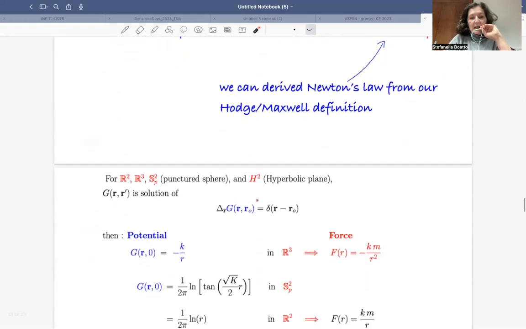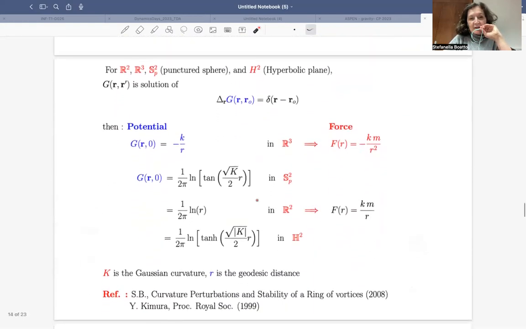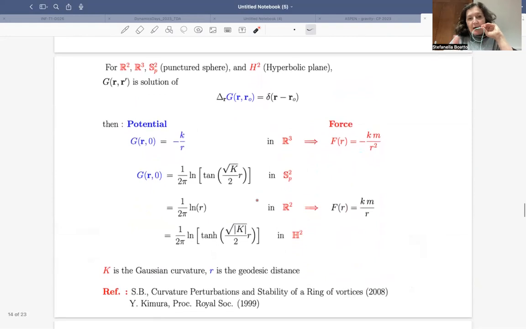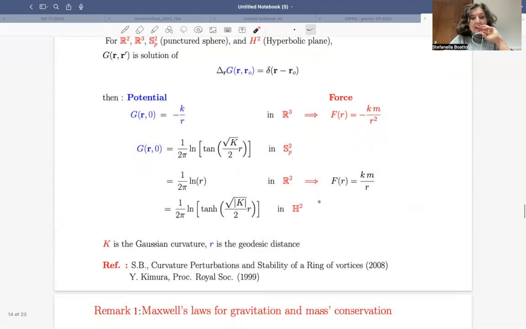So this is the nice news. And in fact, if we take surfaces that are not compact, here we have more general potentials, even the one for the plane, that is log of R, and in this case the planar force is, you see, different from the R3 force. So it is the intrinsic geometry.